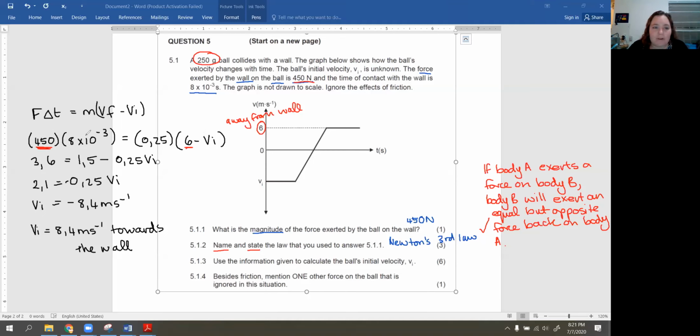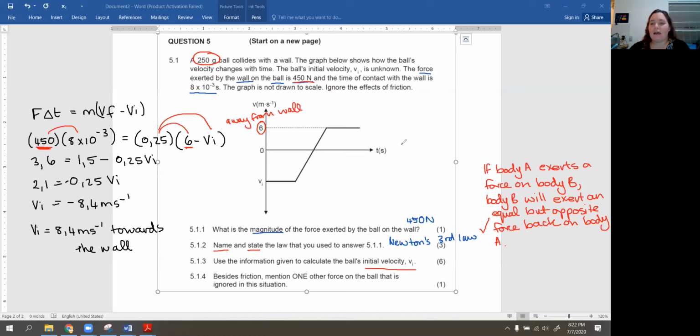Okay, I multiplied those two together and I ended up with 3.6. And then I multiplied this out here. The 0.25 times 6 gave me 1.5, and that gave me negative 0.25 VI. I took the 1.5 over, it became negative. And I had 2.1 is negative 0.25 VI. 2.1 divided by negative 0.25 gave me negative 8.4 meters per second. And in this case, the question was the ball's initial velocity. If positive means away from the wall, negative means towards the wall.